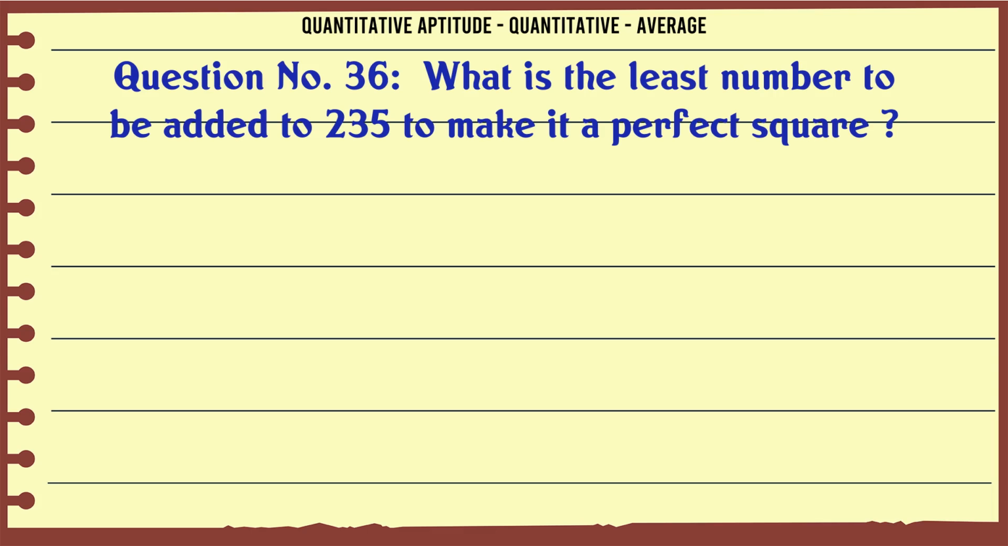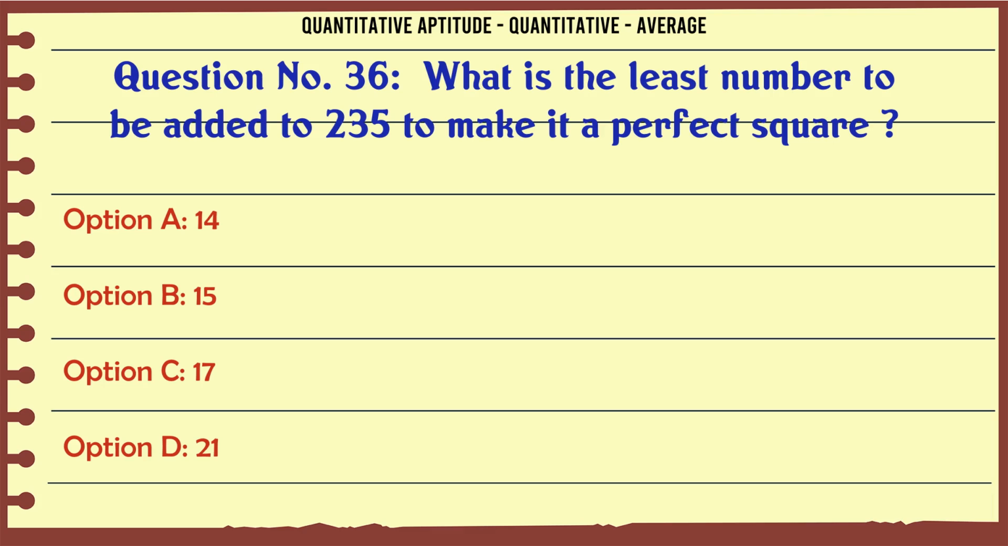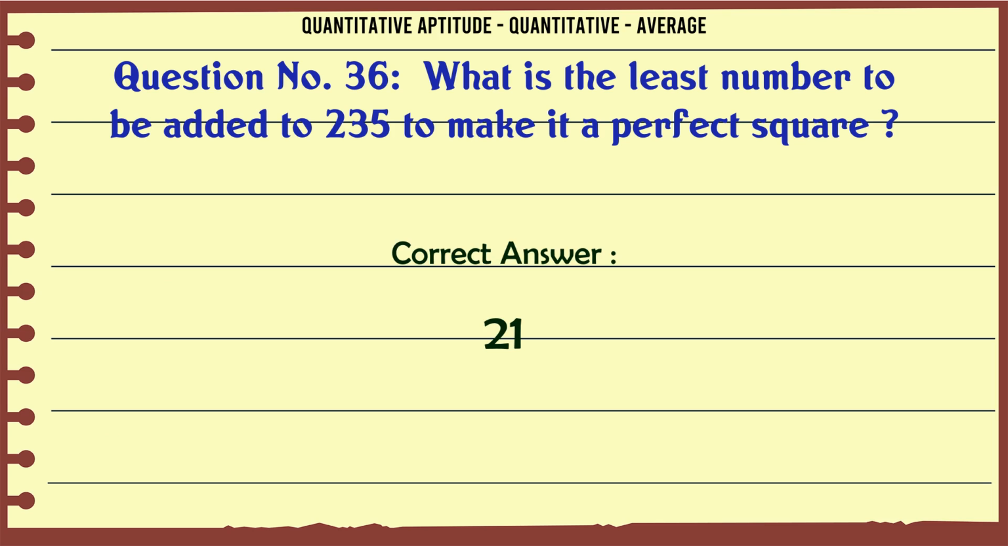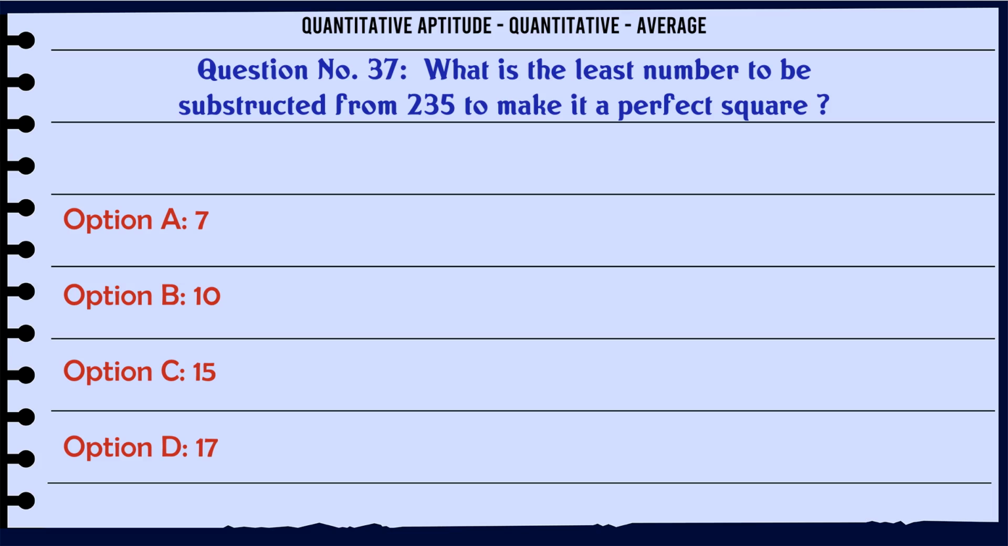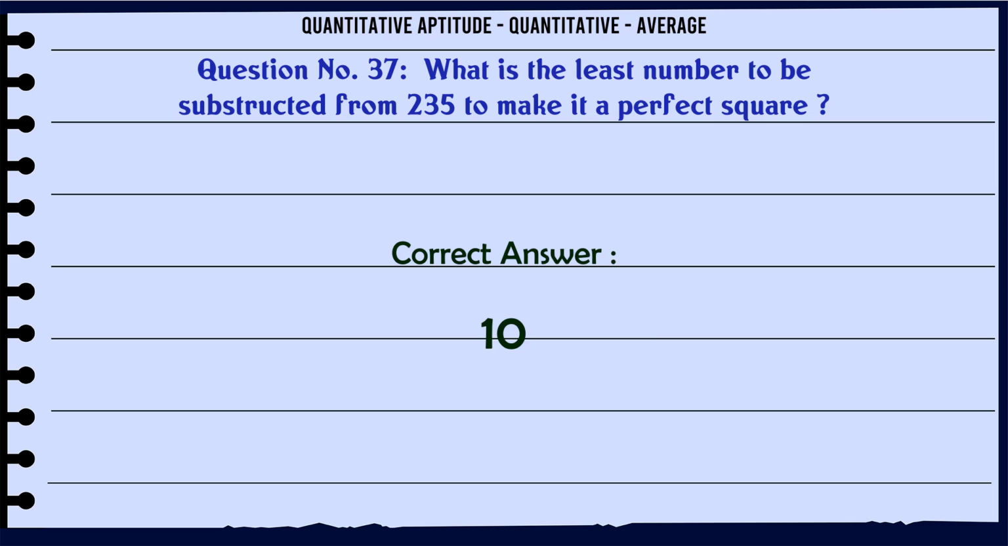What is the least number to be added to 235 to make it a perfect square? A 14, B 15, C 17, D 21. The correct answer is 21. What is the least number to be subtracted from 235 to make it a perfect square? A 7, B 10, C 15, D 17. The correct answer is 10.